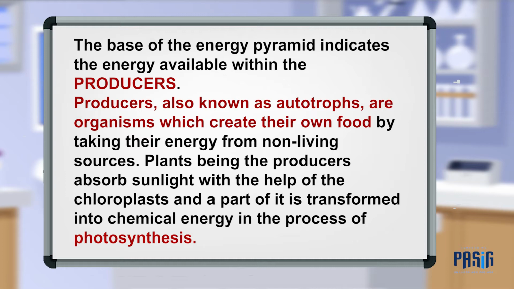Producers, also known as autotrophs, are organisms which create their own food by taking their energy from non-living sources. Plants, being the producers, absorb sunlight with the help of the chloroplasts, and part of it is transformed into chemical energy in the process of photosynthesis.